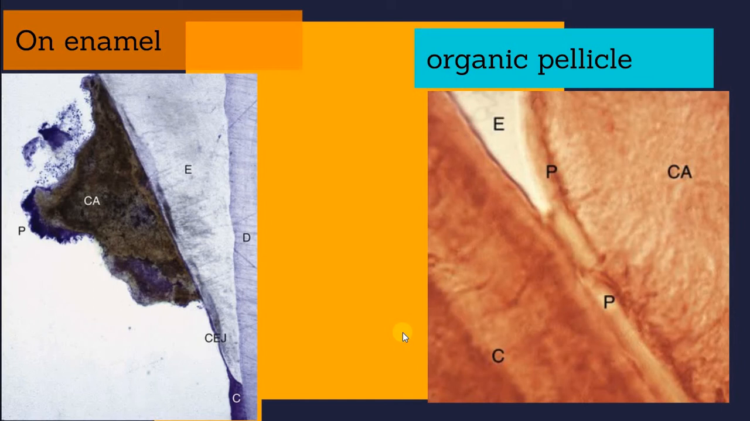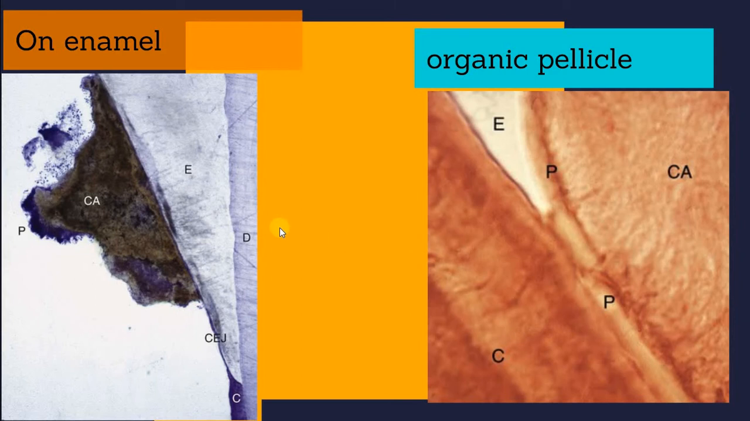We have the attachment of calculus. We have four types of attachment. The first is by means of organic pellicles on the surface. This is enamel, and this is the salivary pellicle. The calculus is attached to the pellicle, and likewise to the cementum. This is cementum.